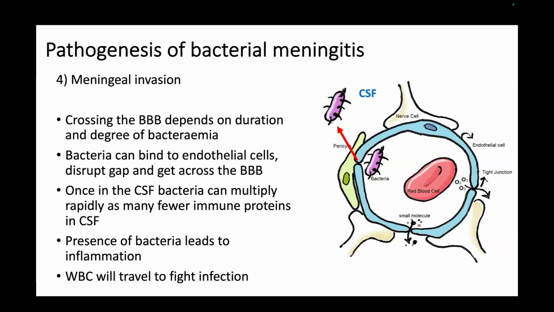Binding to the cells disrupts the gap between the cells, and the bacteria get across the blood-brain barrier into the CSF. Once you're in the CSF, there are far fewer immune proteins to prevent the bacteria from multiplying, so they can quite happily multiply there. The presence of the bacteria leads to inflammation. White blood cells will travel to fight infection, and you get more inflammation. And it's this, not the presence of the bacteria alone, but this inflammatory response which leads to the neurological damage that you get post-infection.